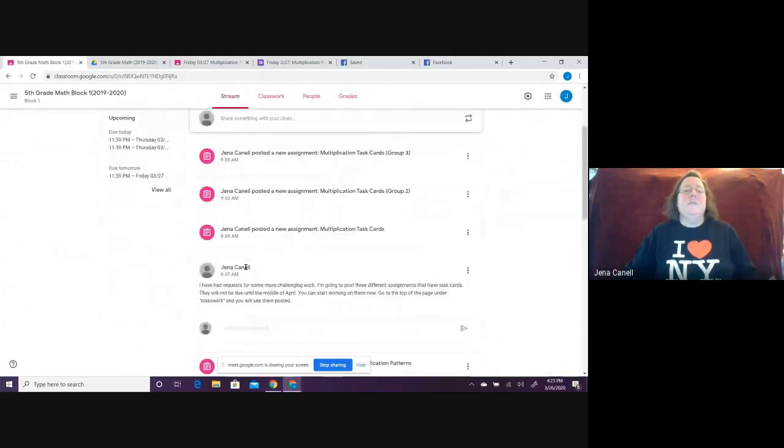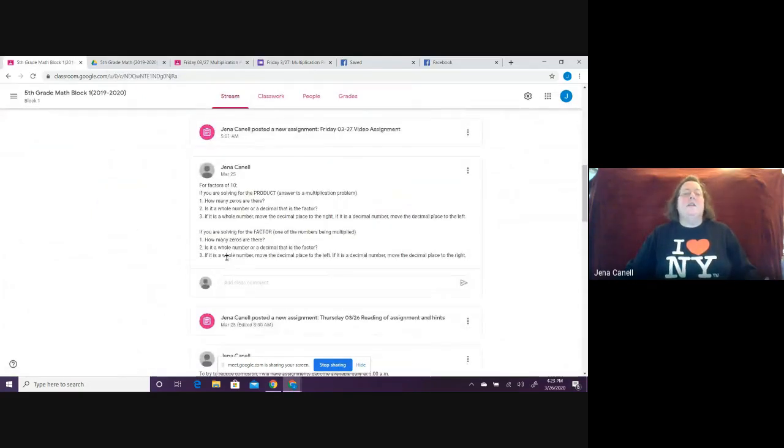Again, keep in mind, I posted it here in the stream. When we're solving for a factor, one of the numbers being multiplied, where we have that n, the unknown variable, we are talking about how many zeros are in the number being multiplied by, if the powers of 10 are given. Number 2, is it a whole number or a decimal that is the factor? That tells us whether we're going to make the number smaller or bigger. If it's a whole number, move the decimal place to the left because we're looking for the factor. We already know what the product is. And if it's a decimal number, we're going to move the decimal place to the right.